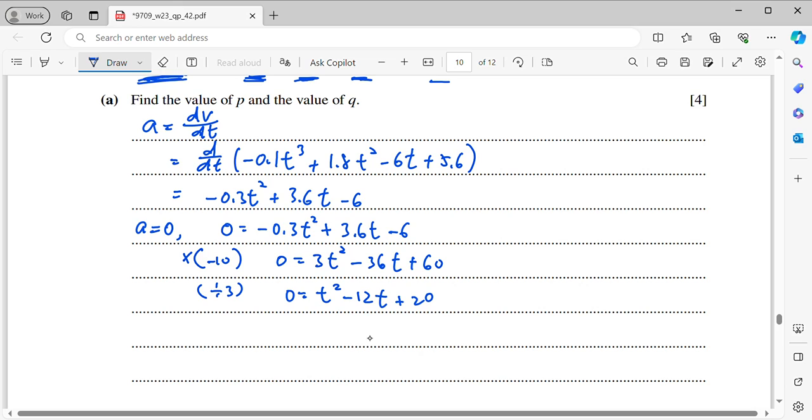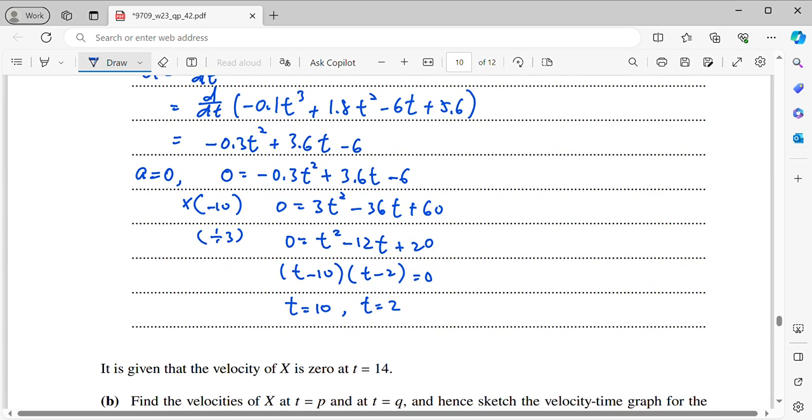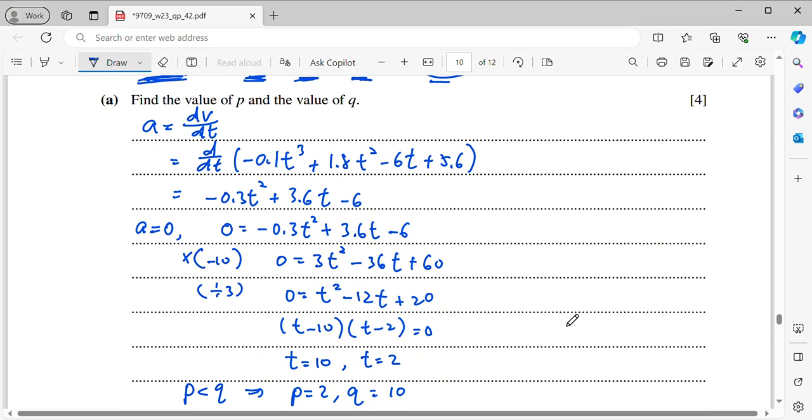And this quadratic can be factorized into two linear factors, t minus 10 and t minus 2. Okay, therefore, the product of these two terms equals to 0 means one of them must be 0, which means either t minus 10 equals to 0, which means your t is 10, or t minus 2 equals to 0, that means your t is 2. So it's mentioned that your p is less than q. Okay, so p is less than q, therefore the p is 2 and the q is 10. So that's the solution of this question.